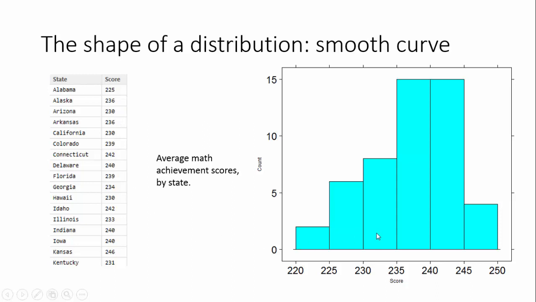So here's the histogram of them. You see that most of the states, it looks like 15 were in this bin and 15 were in this bin, and so 30 of the states were somewhere between 235 and 245 in terms of scores, but there are some that are a little bit higher and some that are lower. Let me draw the nice smooth curve. You can see it goes up on that side and it goes down pretty quickly to get down to 0 on that side, and that gives me the shape of that distribution.